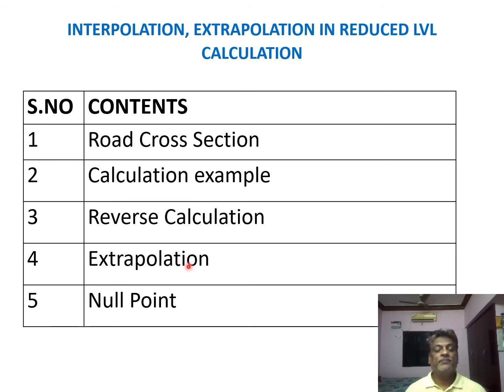Extrapolation is similar to interpolation, and it is used when you have levels at 10 meters and 15 meters, but we don't have the level at 17 meters. We can extrapolate from the 10 and 15 meter levels and calculate the level at 17 meters. Null point, null point is a zero point. So we'll discuss these contents.